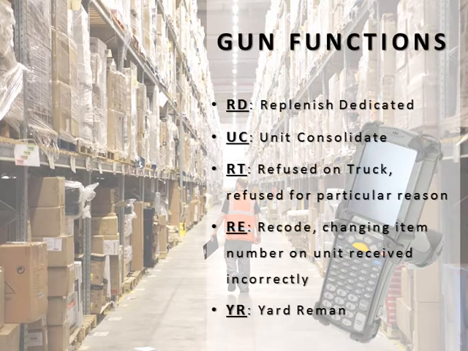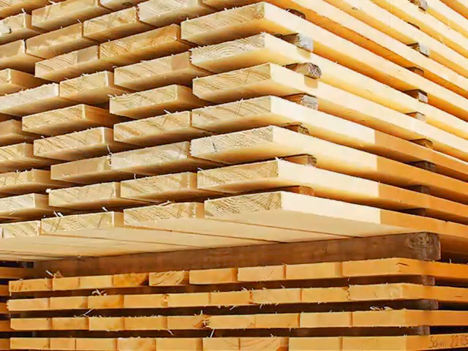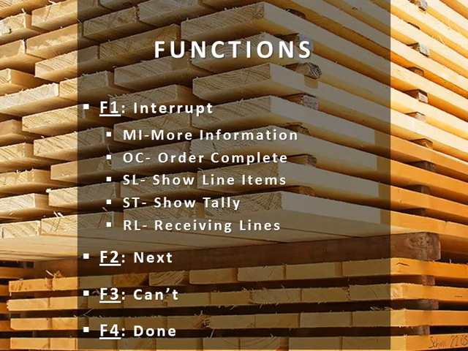RD is replenish dedicated. UC is unit consolidate. RT is refused on truck, when it is refused for a particular reason. RE is recode, or changing an item number on a unit received incorrectly. YR is yard reman.